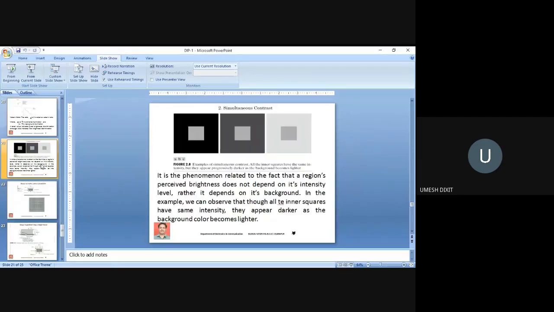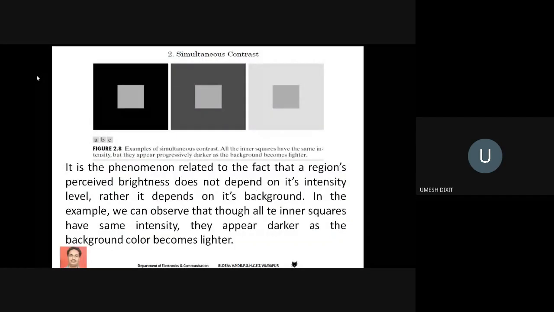And after that, we discussed about one more concept called simultaneous contrast. So actually, it is a phenomenon where the perceived brightness of any region does not depend only on its intensity level, rather it also depends on its background. So for that, we have the example in this slide.